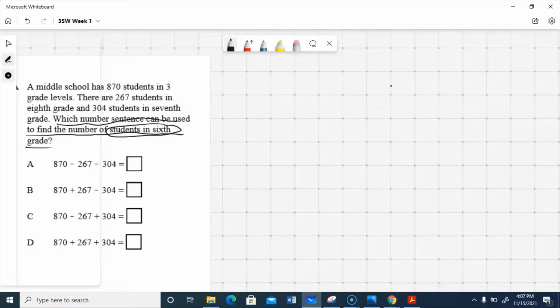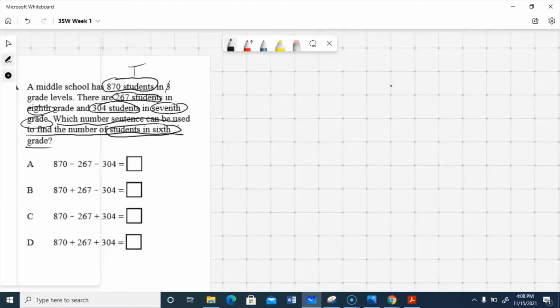Okay, important information that I'm going to need to solve it is right here. I have the total number of students. Right there, I'm going to put a T right there. That's the total amount of students in the middle school, which is 870. Okay, there's 3 grade levels. I'm not going to use the number 3, but it is good to know that there are 3 grade levels in this middle school. Okay, 267 of the students are in the 8th grade, and 304 students are in the 7th grade. And I'm trying to find out the students that are in the 6th grade right here.